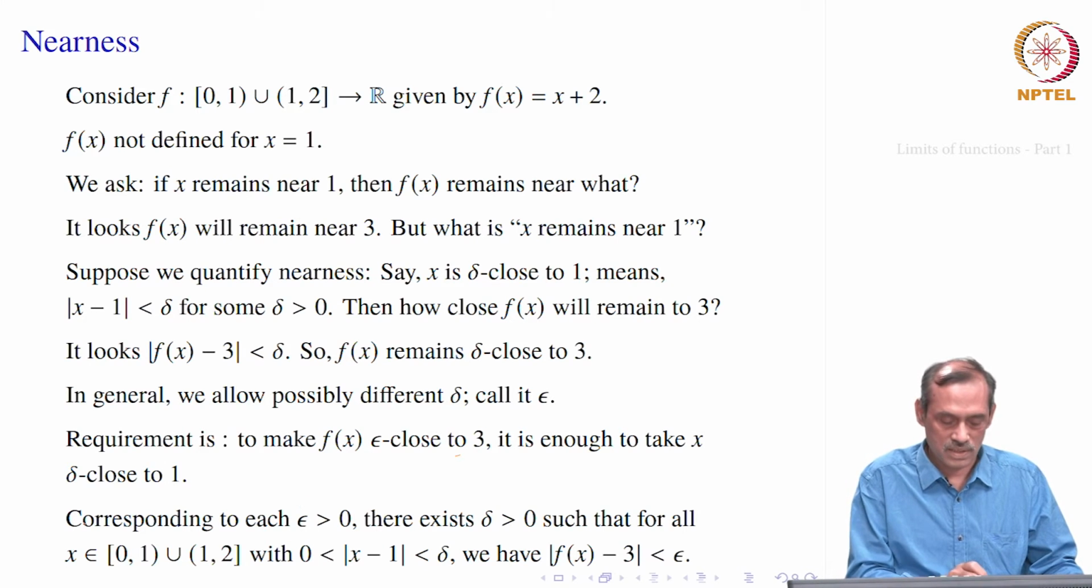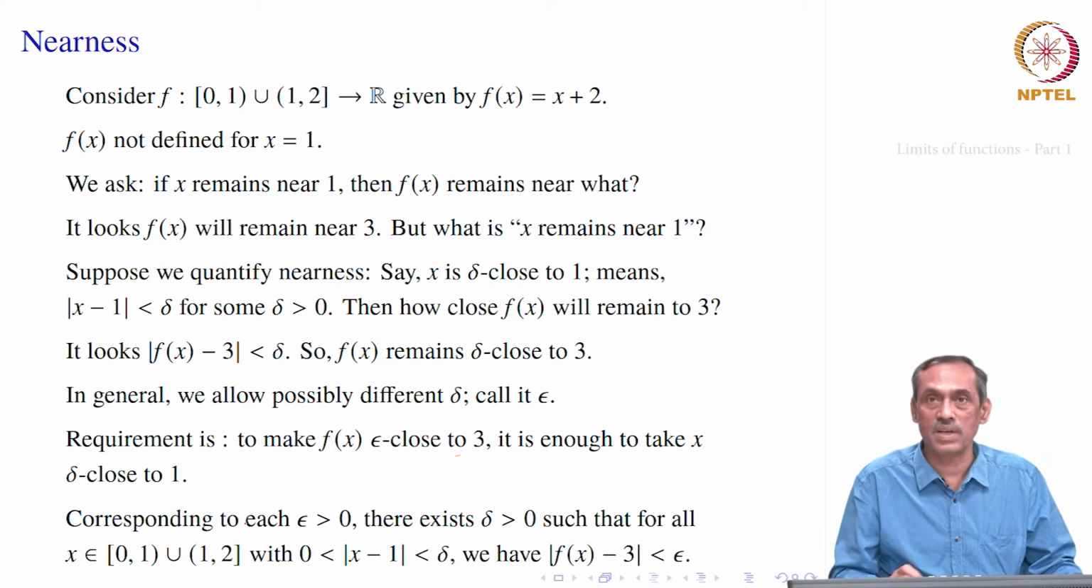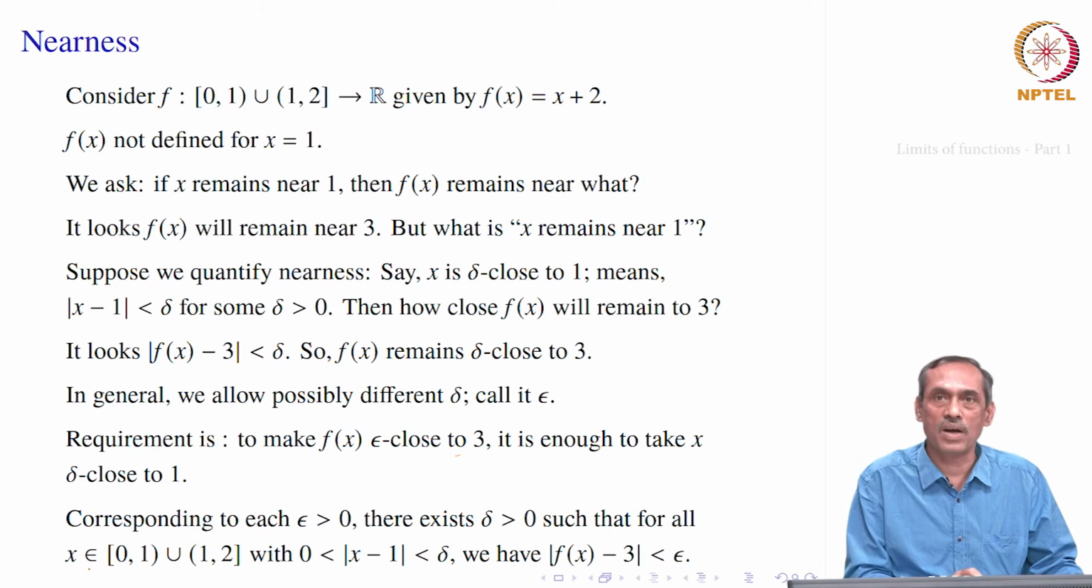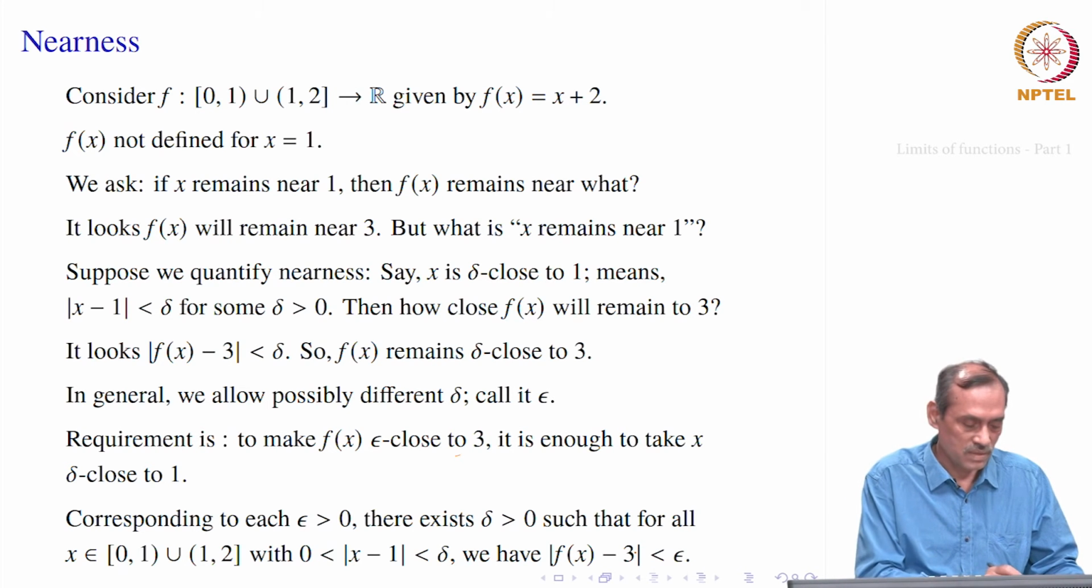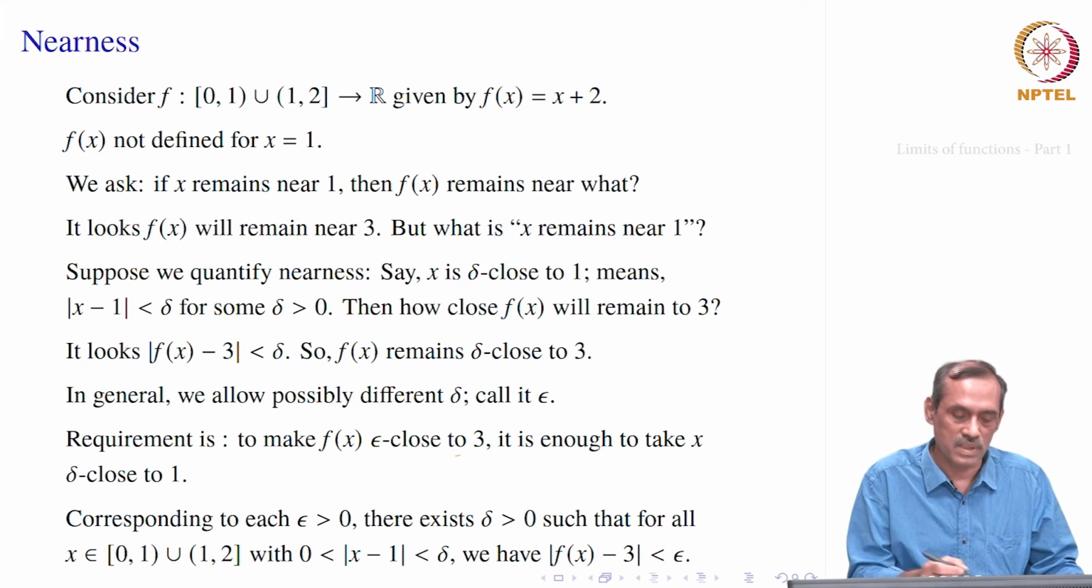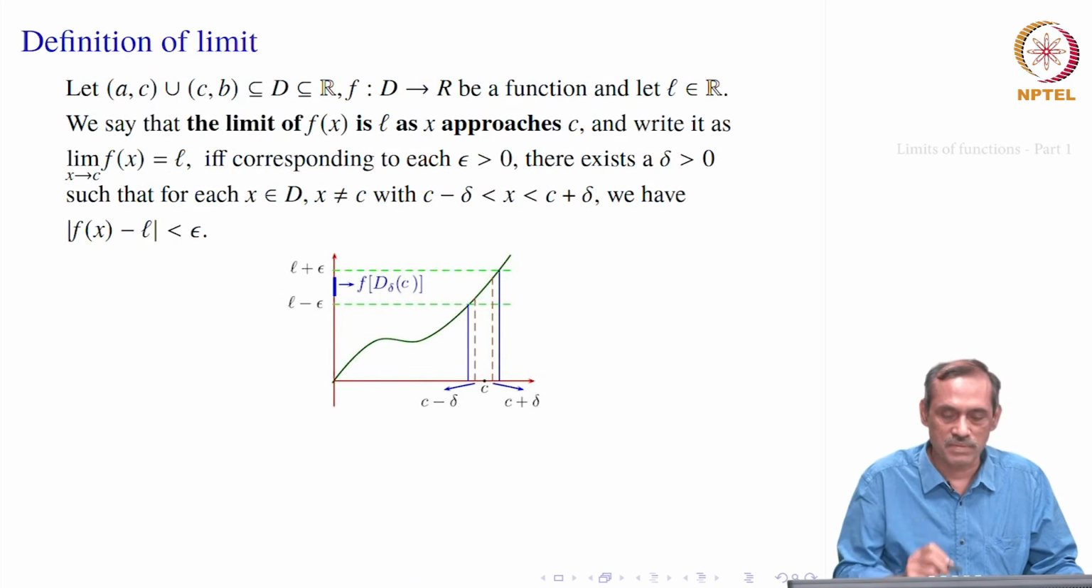So, this is how it reads now: corresponding to each epsilon greater than 0, there exists delta greater than 0 such that for all x in our domain of f with 0 less than mod x minus 1 less than delta, this is your delta closeness of x to 1, then we should have mod f x minus 3 less than epsilon, that is f x will be epsilon close to 3. So, this is our requirement. We really abstract it to any function, not only for this function, and we should give a formal definition now.